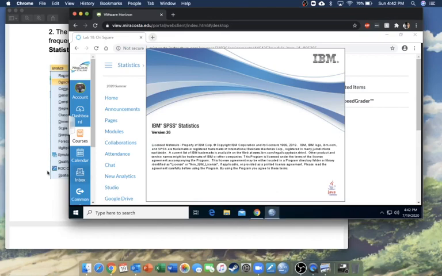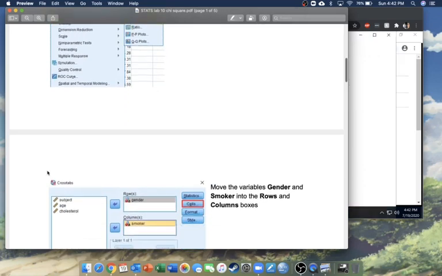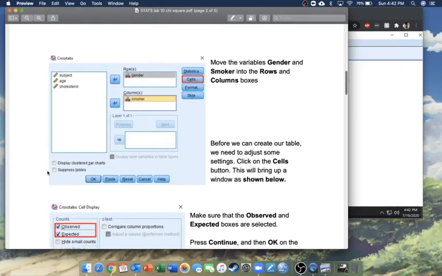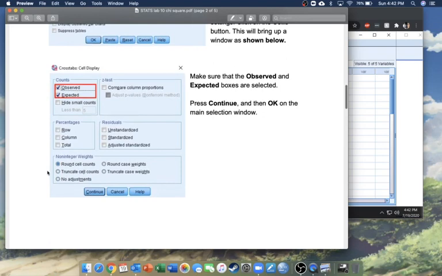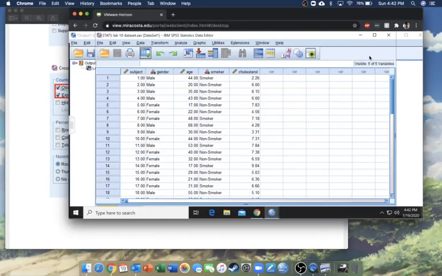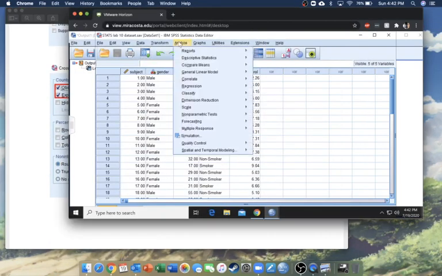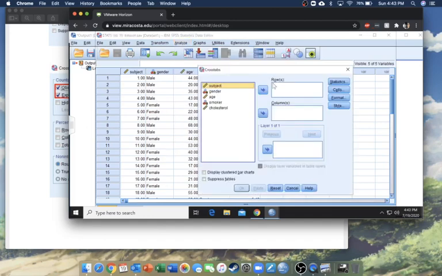Within this, we can actually get observed and expected values. So that is what we're going to do. We're going to pull our two nominal variables into the rows and columns here, and then we are going to click into cells and get cells for observed and expected values. So let's go ahead and do just that. We do analyze, descriptive statistics, we do crosstabs.